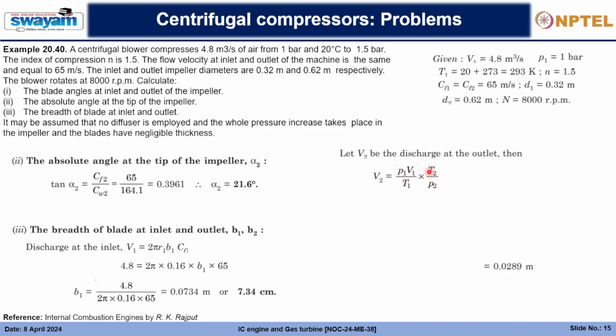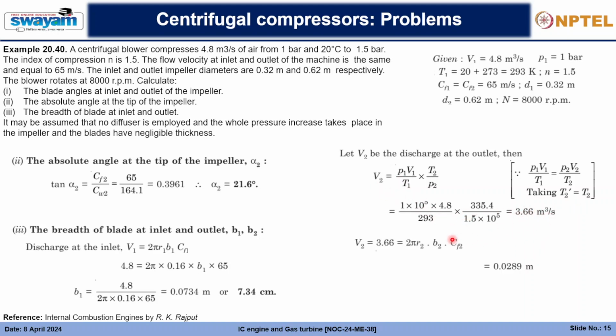So P1 V1 by T1 into T2 by P2, and accordingly we'll get V2 equals 3.66 meter cube per second. For that V2, the volume at the discharge will not be the same as the volume at the inlet. The mass will remain the same, but the volume will not be the same, because the pressure rises and the volume will decrease.